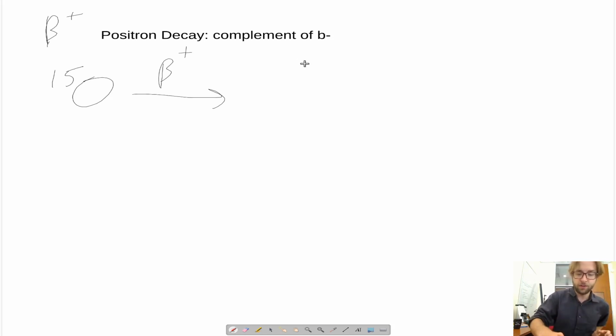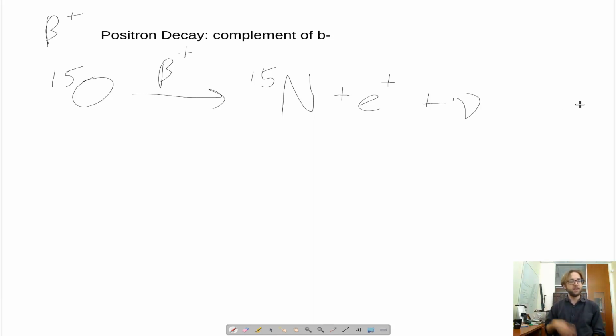This will then turn into nitrogen 15 plus a positron, e positive, plus a neutrino, right? So we have an electron or a positron, e plus, and a neutrino rather than an anti-neutrino. So the anti-neutrino is there for the same reason. It conserves angular momentum during the decay.